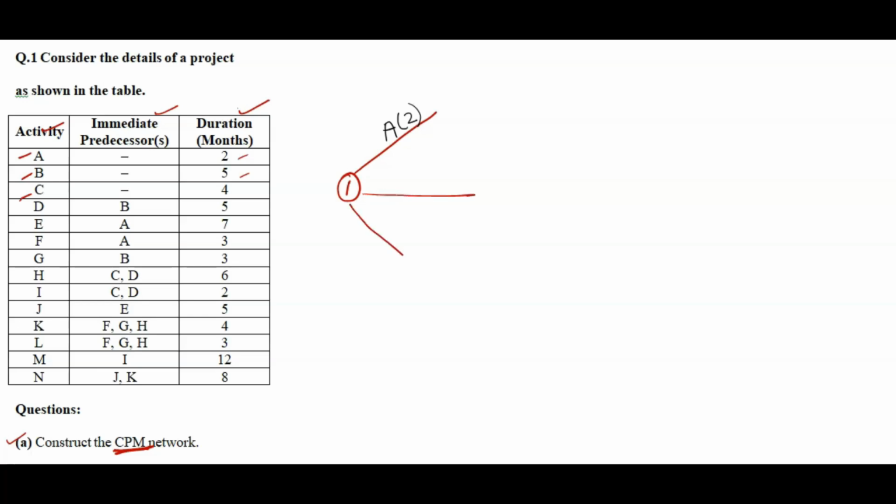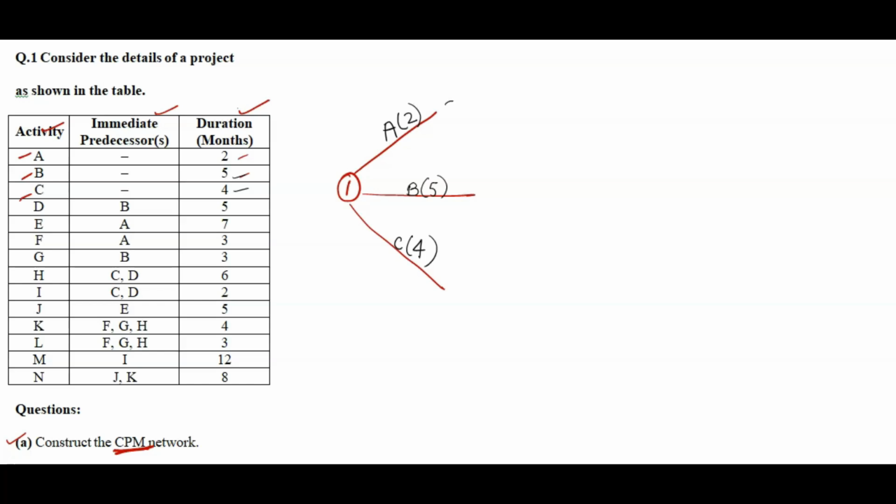Activity B and activity C. Like this we'll do. So activity B duration is 5 and C is 4. So here I have made B as 5 and C as 4. So all three activities are starting from the initial node, that is from the first node. These activities are starting.